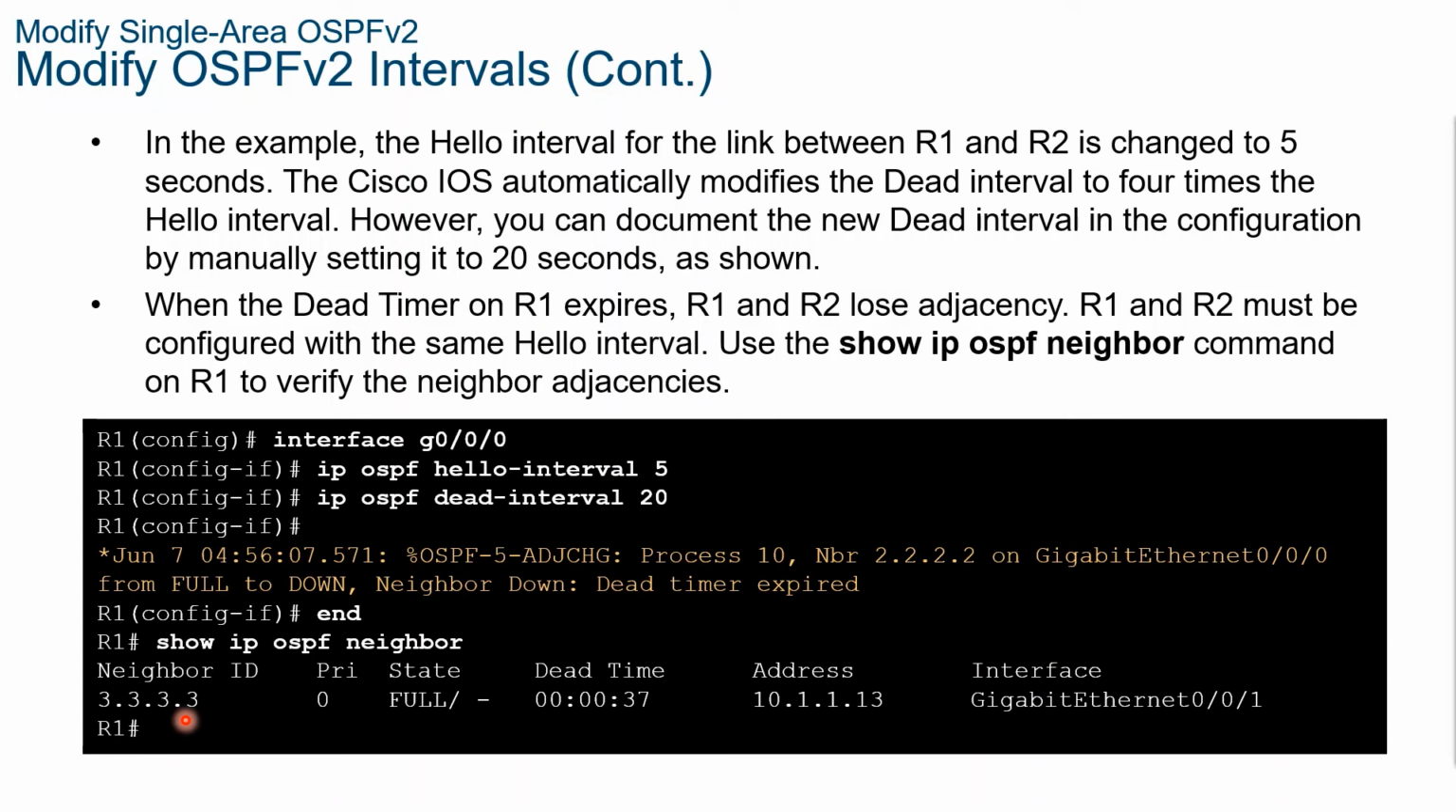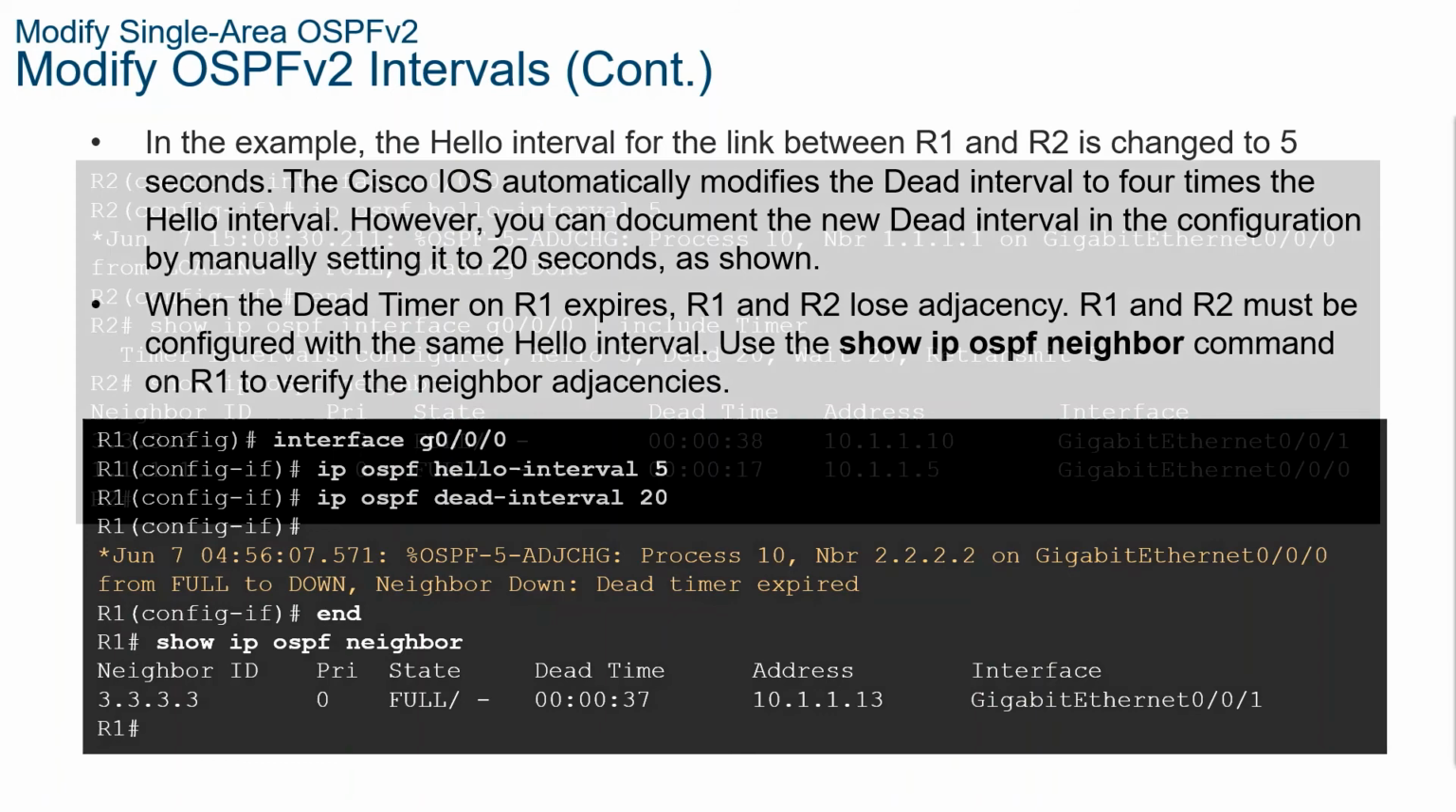See that? R3 router. And that R1 is no longer adjacent with the 2.2.2.2 R2 neighbor. So beware of changing these timers. Ensure that if you have changed that on one end, you have to do the same on the other end.